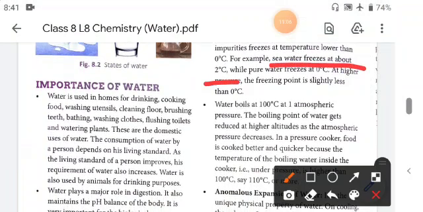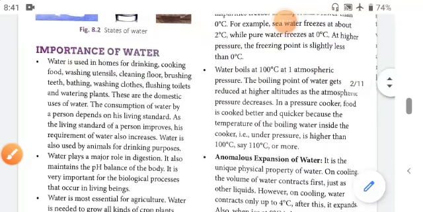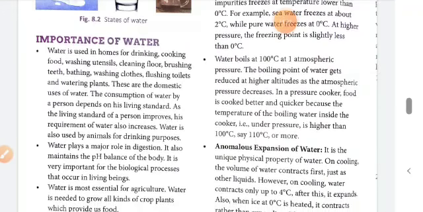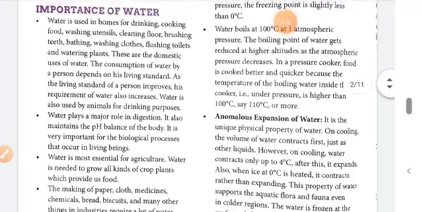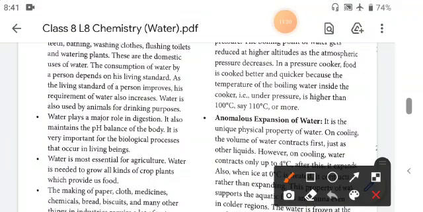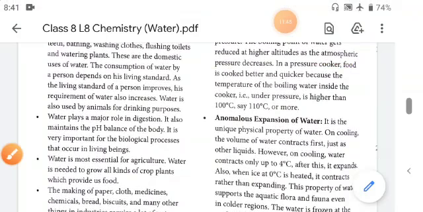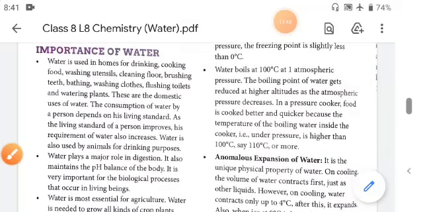Clear? Now, water boils at 100 degree centigrade at 1 atmospheric pressure, and this boiling point of water gets reduced at higher altitude, when you move to high mountains. That is higher altitude. So at higher mountains, atmospheric pressure decreases, so their boiling point also decreases. So below 100 degree centigrade, water will boil when you are at higher mountains.